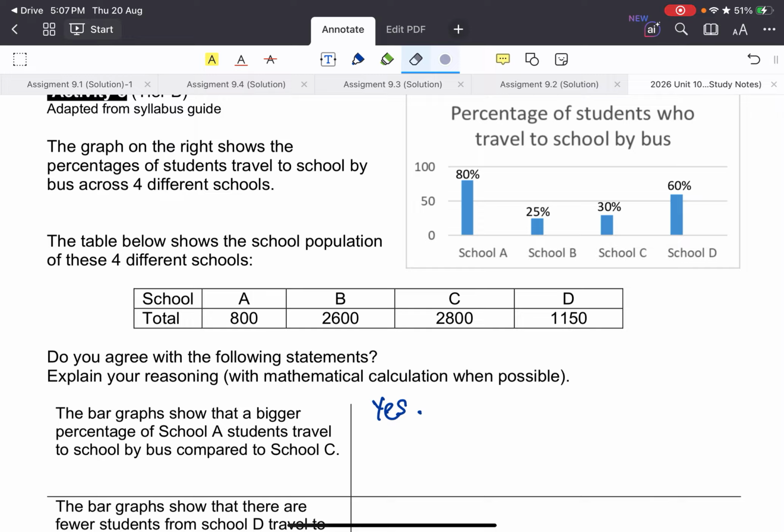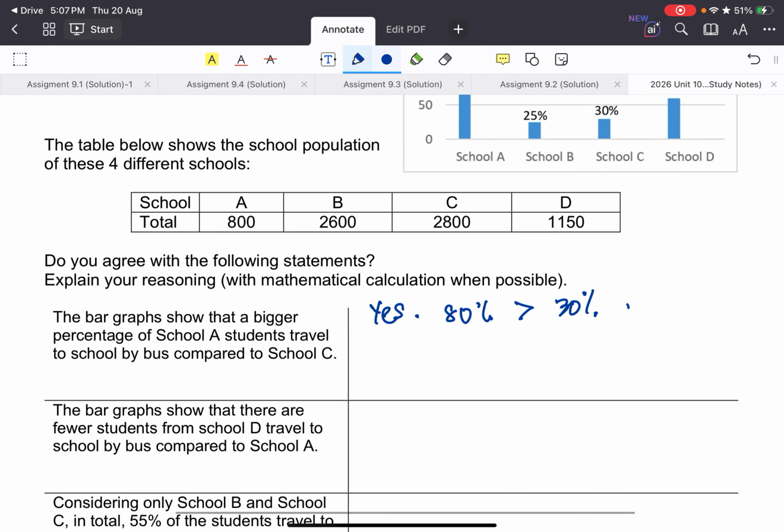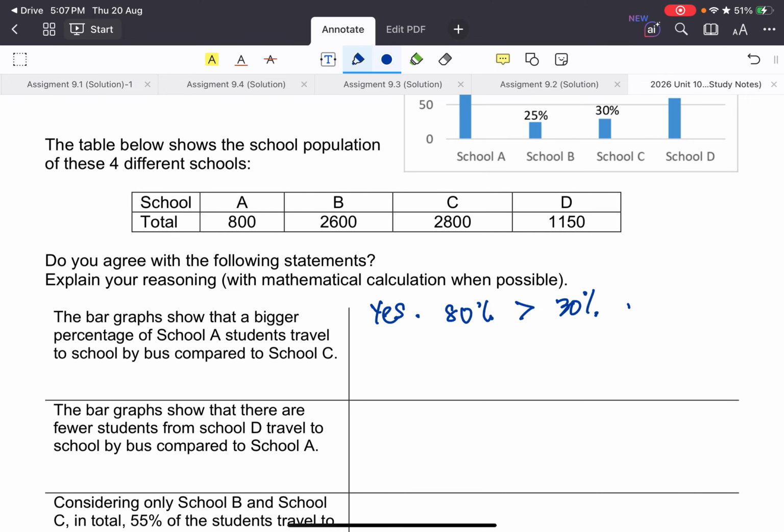Agree. Let's confirm it now. The bar graph shows that a bigger percentage of school A, compared to school C. The graph is already written in percentage form. So yes, 80% is greater than 30%. Next, the bar graph shows that there are fewer students from school D travel to school.